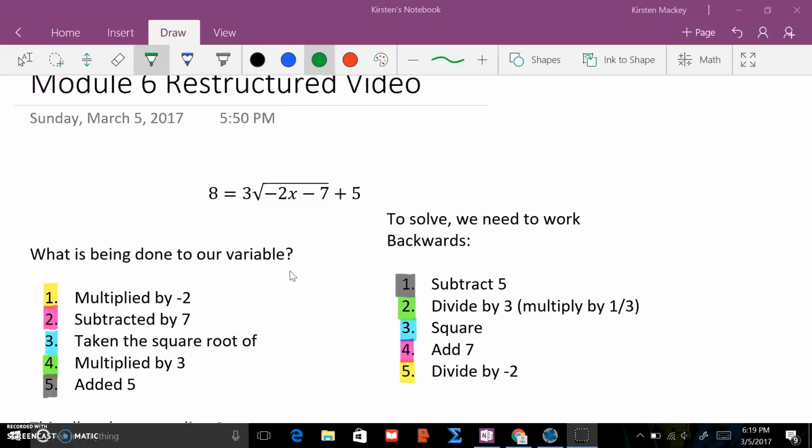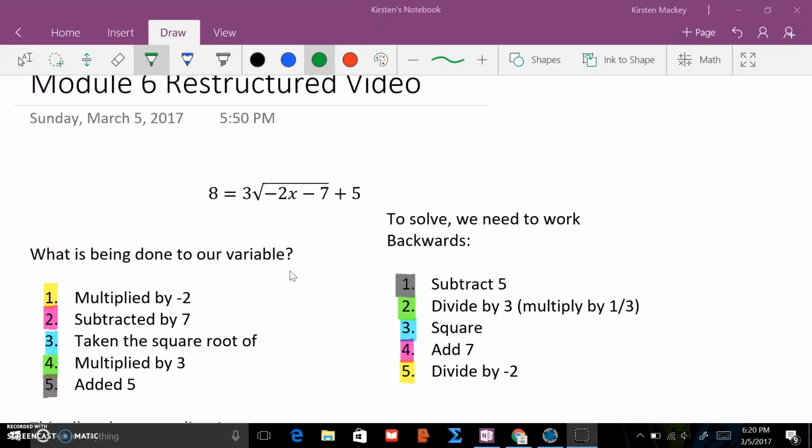Alright, so we're given this equation here and we are asked to solve for x. So always a good idea to list out what is actually happening to x first, right? So we have an x value. It's being multiplied by -2. Then we take 7 away from that value. Then we take the square root of that value. We multiply it by 3 and then add 5, and we should end up with an answer of 8.